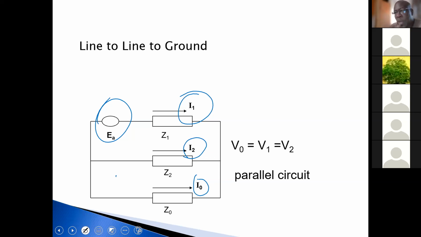Well, you make me shake my head because I thought you were going there. But anyway, the sum of I2 and I0 is a negative of I1, because I1 is coming here, and then it divides.